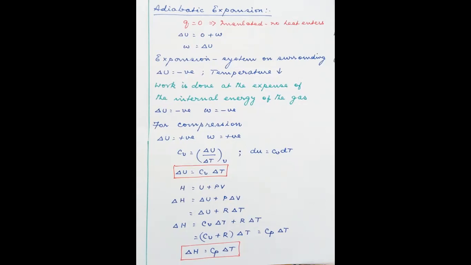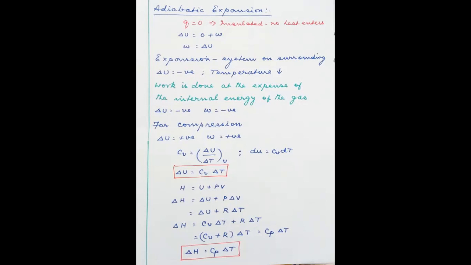the system. Suppose you consider the expansion, the system is doing work on the surroundings. That is expansion. So during expansion, there is a decrease in the internal energy. Therefore, the temperature decreases. As delta U is negative, work done is also negative. You know what negative means? Negative means the work is done by the system on the surroundings.